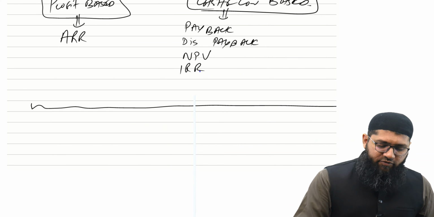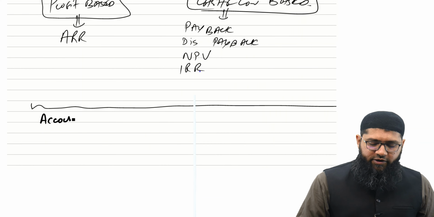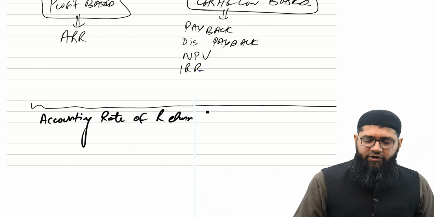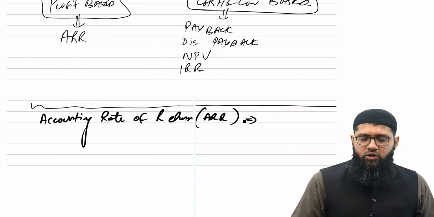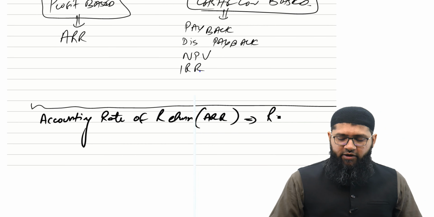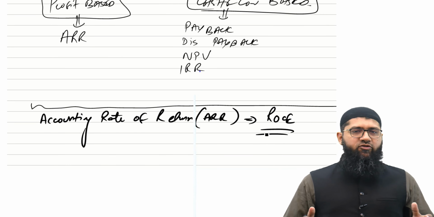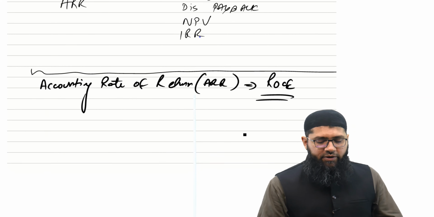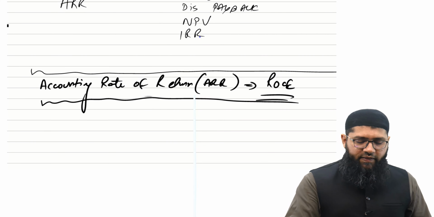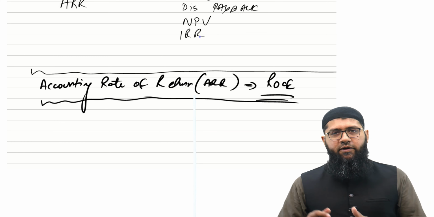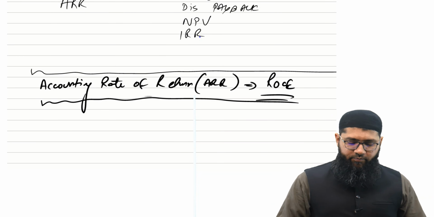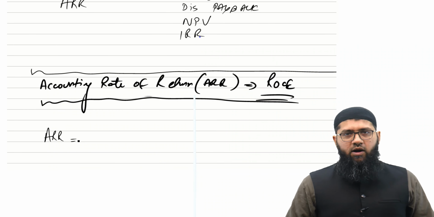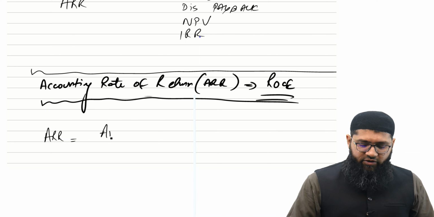The first one is the accounting rate of return. The accounting rate of return is also at times referred to as the return on capital employed. So at times you would find the examiner asking you about the return on capital employed instead of the accounting rate of return. How do we go about it? Let's discuss. When you say ARR, the accounting rate of return, it is determined like this.